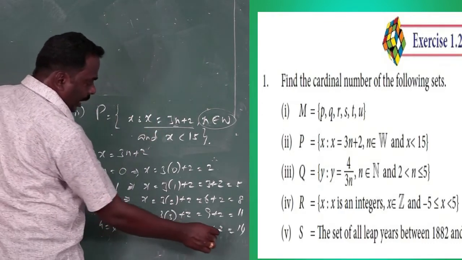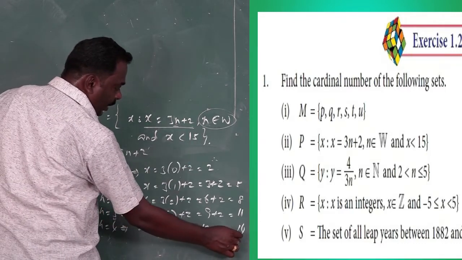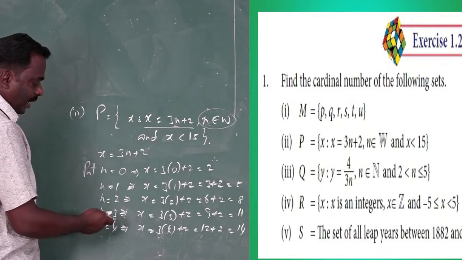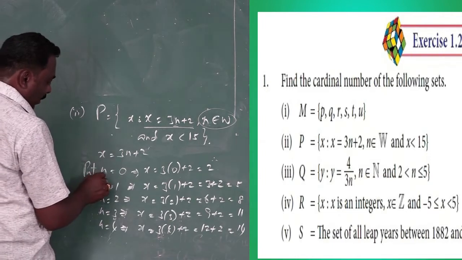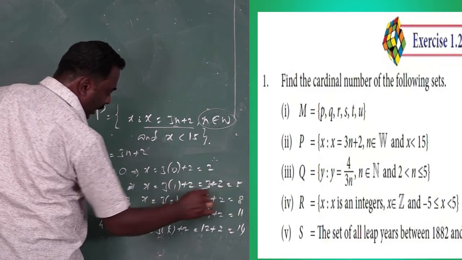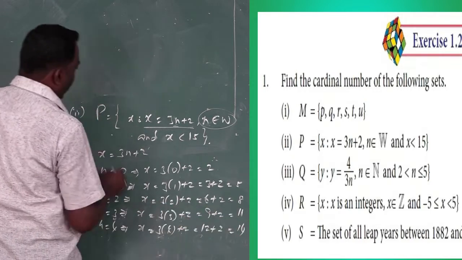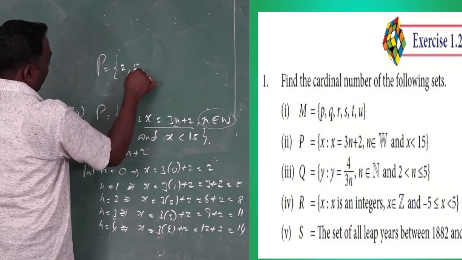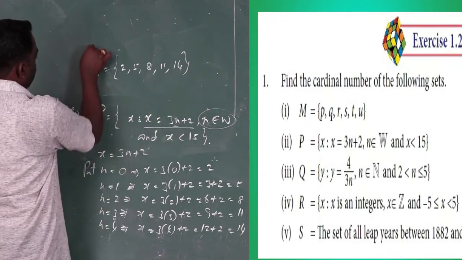Now we want to collect the x values that are less than 15 only. Therefore 14 is less than 15. No need to put n = 5 and so on. Now what is the set P? The elements of set P are the x values 2, 5, 8, 11 and 14. So the set P = {2, 5, 8, 11, 14}.